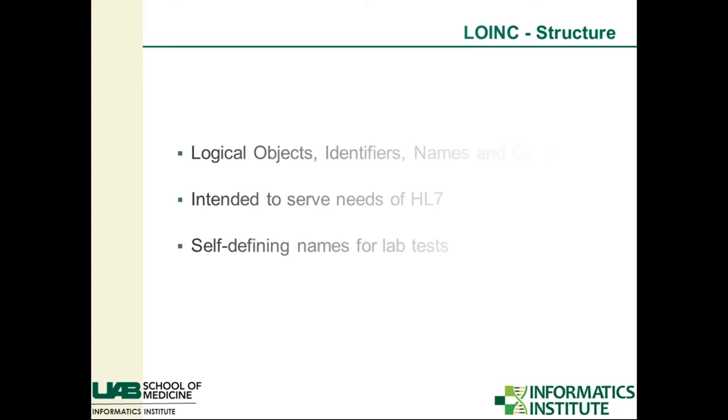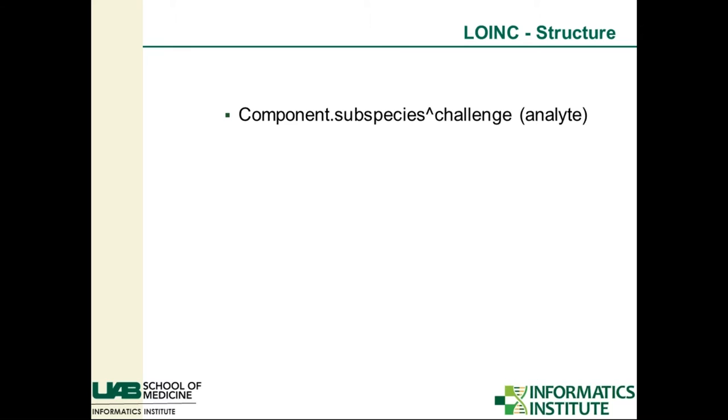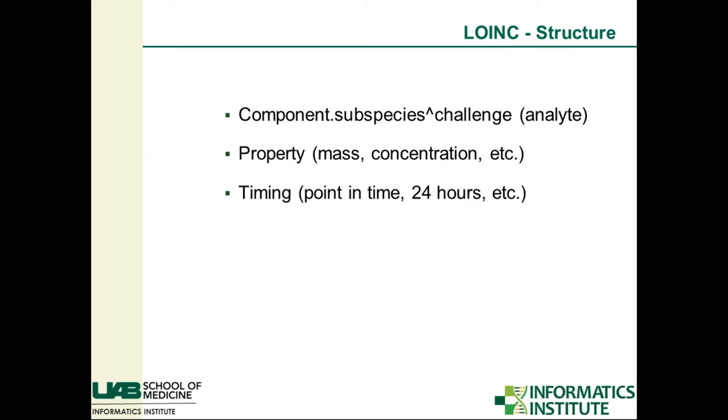LOINC, another national standard, stands for Logical Observation Identifiers, Names, and Codes. It was originally created for lab tests for HL7 messages. I'll talk about HL7 in a little bit. But HL7 messages had this one field for the name of the lab test. And again, people got together and said, look, we all measure sodium in the serum. Why can't we just have a code for that? And so the people working on this problem said, okay, but let's do it with something that actually represents the meaning of the terms in a semantic way. So they came up with these self-defining names for the lab test that actually tell you what the test is about.